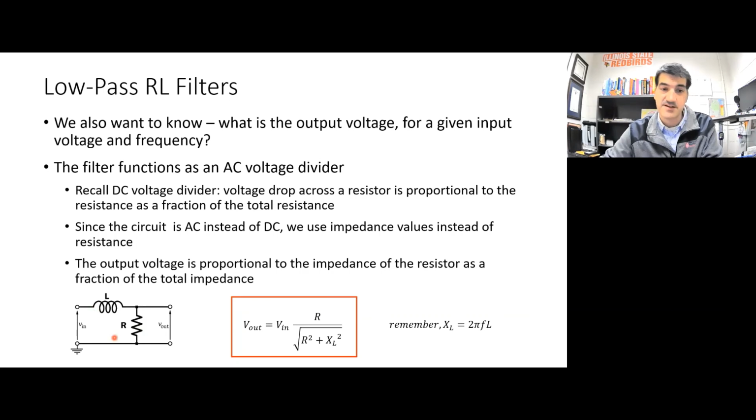And the total impedance of this circuit is exactly what we did in the last class session on inductors. It's equal to the square root of R squared plus the inductive reactance squared. And remember the inductive reactance, same equation as last time: the inductive reactance is equal to 2 pi times F times L. So this looks really similar but not identical to the equation that we had for an RC low-pass filter.